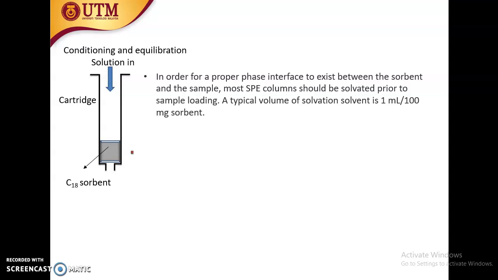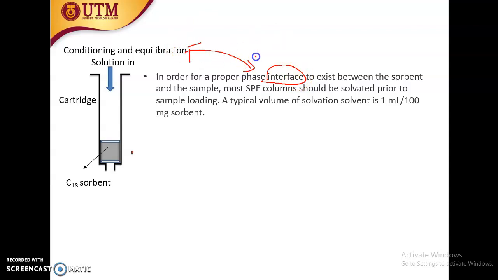During conditioning, you usually use the same elution solvent that you use in the last step. What is the function? This is for the material to be equilibrated, which means it is to be ready.